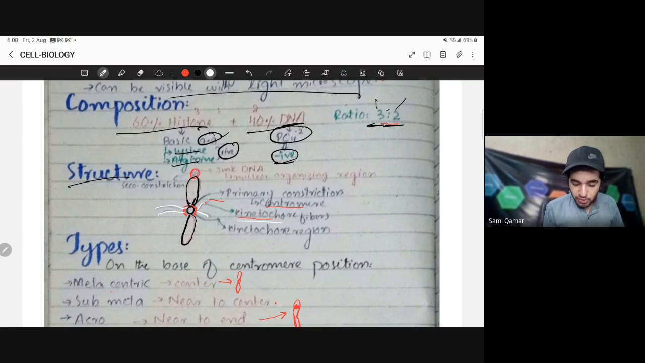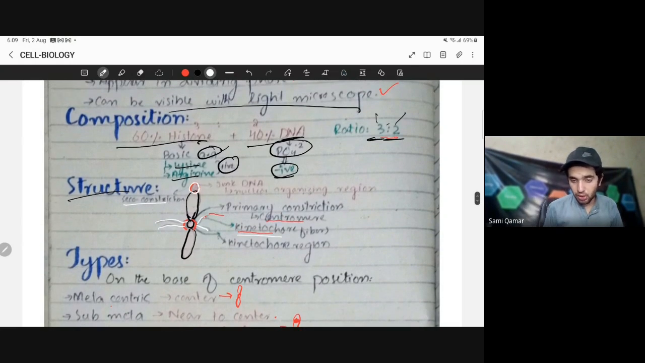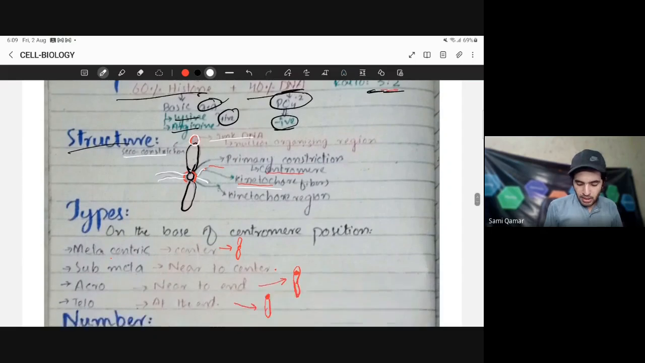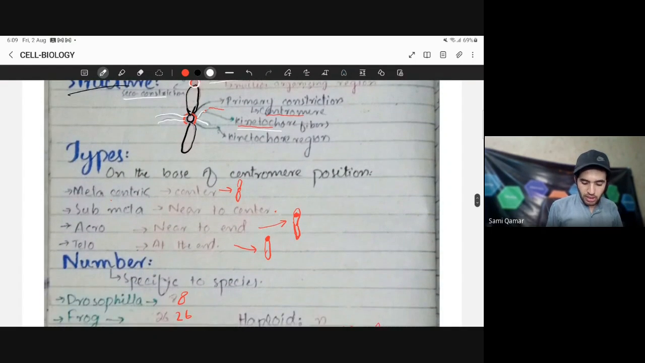And there will be a secondary constriction. The secondary constriction, this white one, is also present in some chromosomes. On the periphery there will be junk DNA, that heterochromatin region that we talked about. Junk DNA will be present, that is untranscribed. So now let's talk about another thing, that is based on the position of the centromere. There will be metacentric when the centromere is in the center. So see here, the centromere is in the center. Some are submetacentric, near to the center.